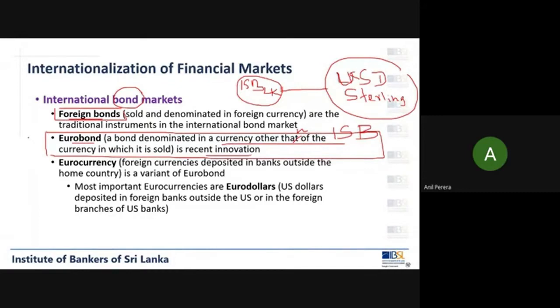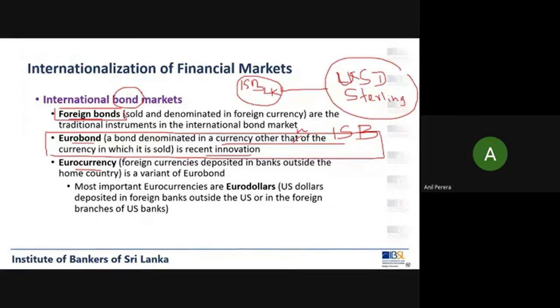Then we have another type of bond. They are called euro currency. Even if it is called a bond, it's actually currency deposits. These are currency deposits in banks outside the home country. For example, this I think originated in the US. They deposited US dollars in foreign banks like European banks. I think this especially happened during the Cold War period.